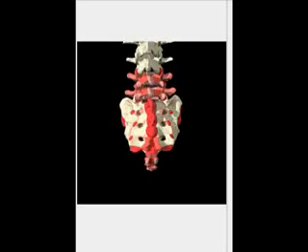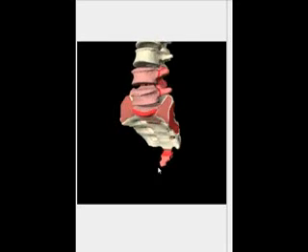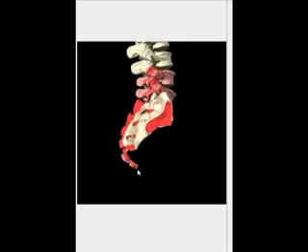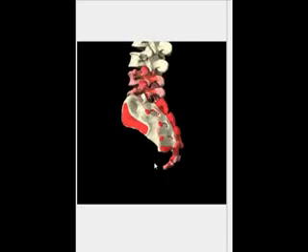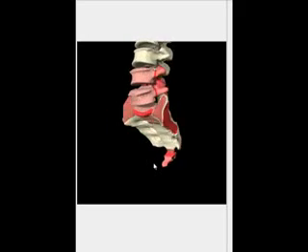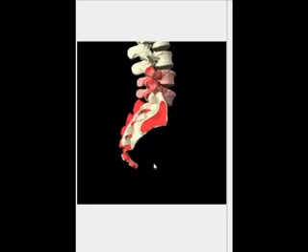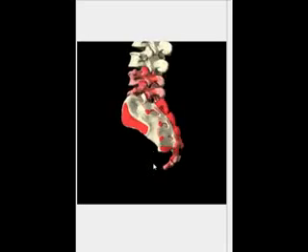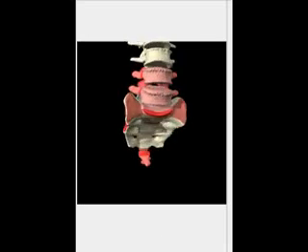And this lower bone here, this kind of curved bone, is called the sacrum. And at the very tip of that is called the coccyx. The sacrum is a very strong and large bone, and it's a very important part of lower back health, as well as the vertebrae and the discs.